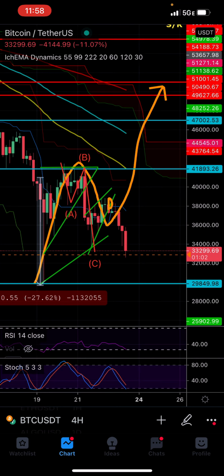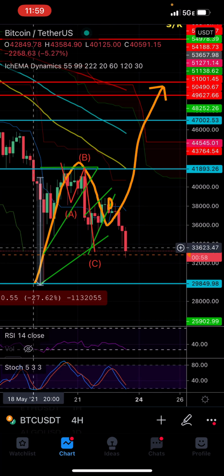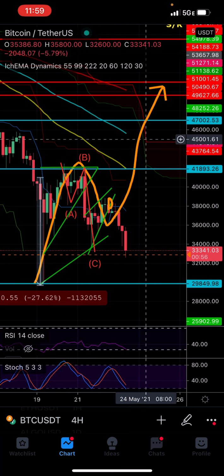Therefore, I drew this approximation of this orange line. As soon as we hit that bottom down here and started coming back up, I drew this line and said it should look something like this. Not exactly, but something like that, if we do get the recovery. Now, so far, it looks like we're getting the recovery.